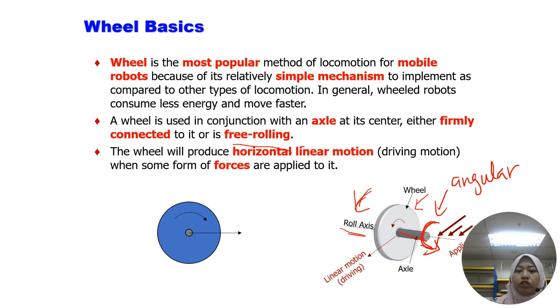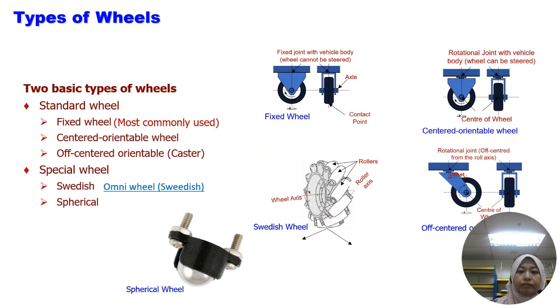Okay, angular movement. So bila tayar you bergerak dalam keadaan berpusing, sebenarnya robot you tu bergerak ke hadapan. Kan, bila tayar kereta kita berpusing, kereta kita bergerak ke hadapan kan. So pergerakan ke hadapan tu kita namakan sebagai linear motion. Okay, walaupun tayar tu berpusing tetapi dia menghasilkan linear motion. So this is a type of wheel.